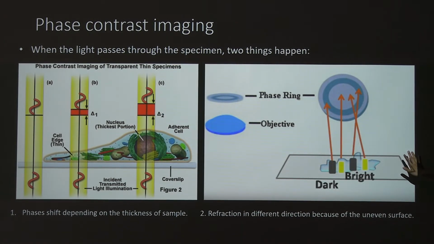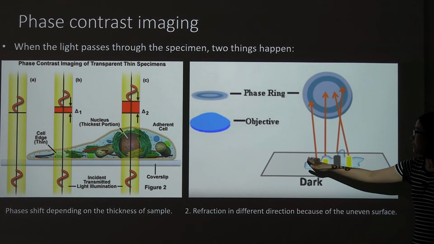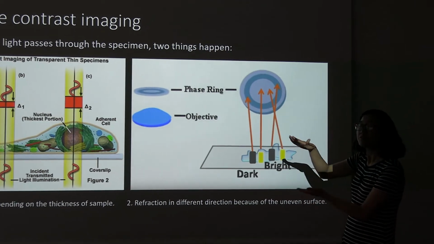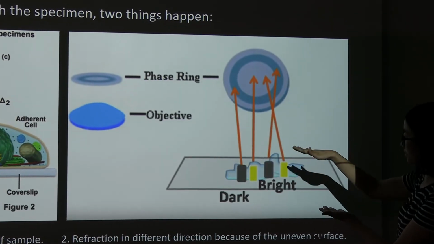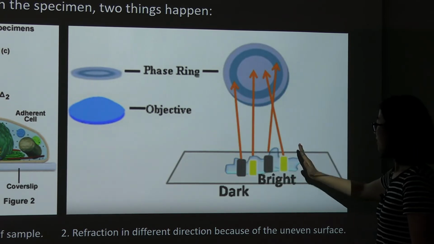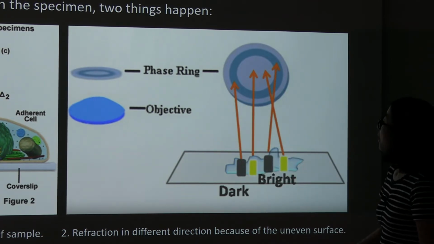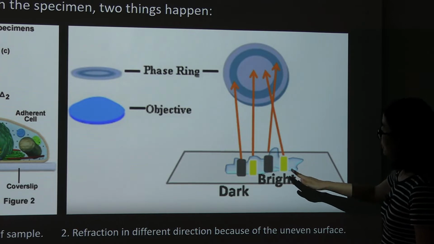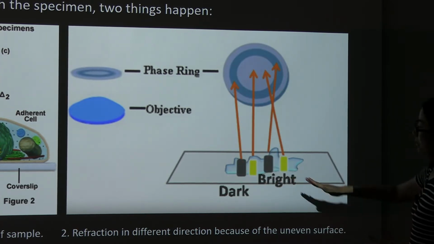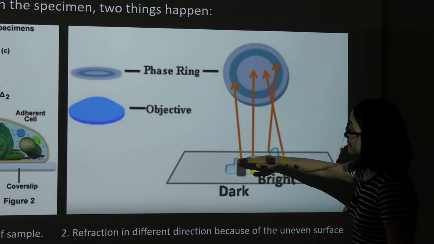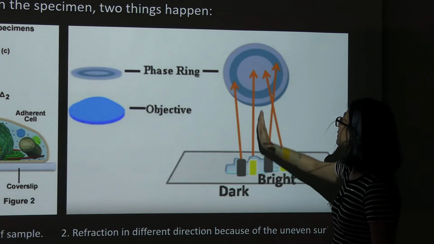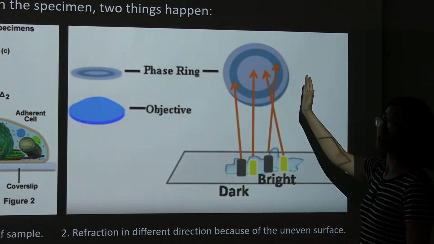So the second thing is, the surface of your specimen is normally uneven. It's not a flat homogeneous surface. Normally they have different angles of the surface. Then what happens to the light when they go through here? The refraction happens on the surface, but it also depends on the angle of the surface. So it can go in different directions.